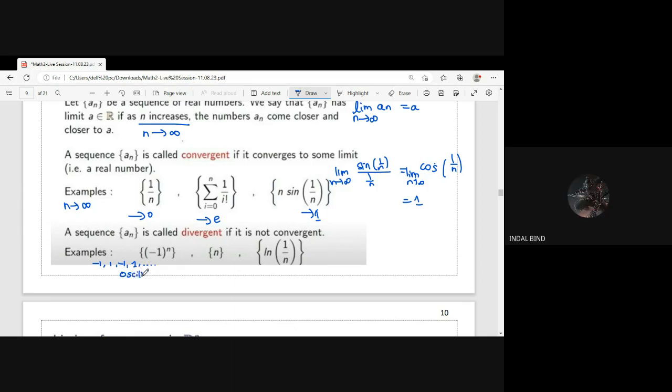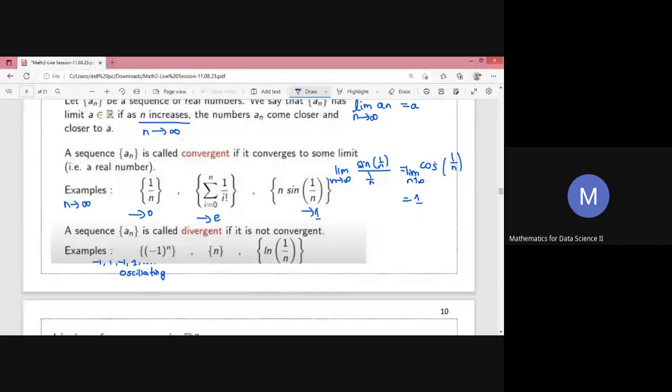Divergent. Yes, it is oscillating. The specific name is oscillating sequence. It is oscillating between -1 and 1. And you know that this is also divergent. This goes to infinity, and this is also going to infinity as n goes to infinity. So these are some divergent sequences.